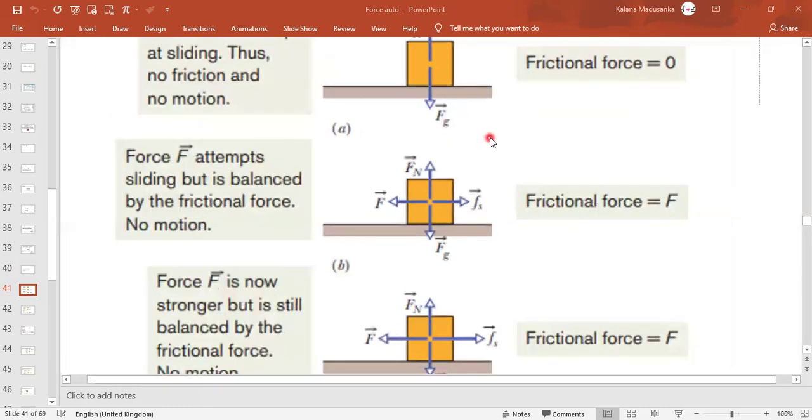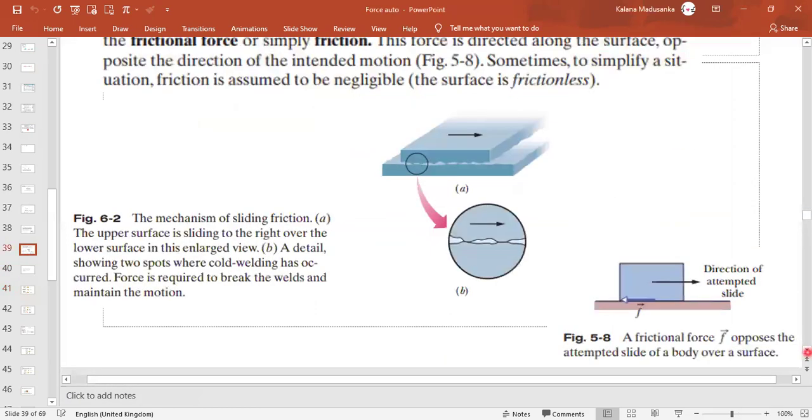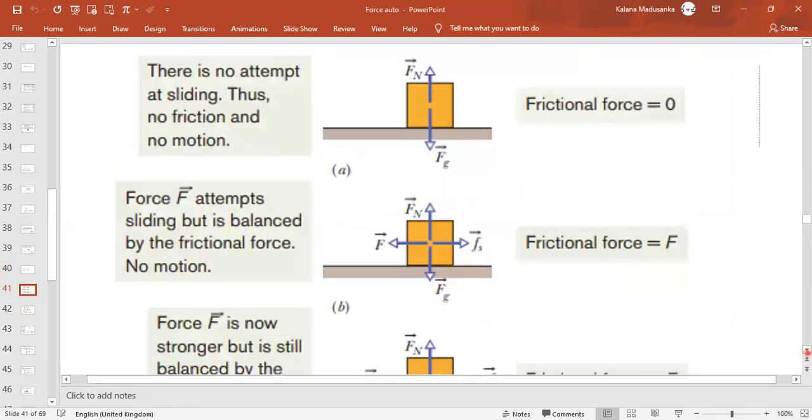Now you can see here, what are these two forces in the first diagram? From the gravity point, this is the weight and this is the reaction force, or you can say normal force, perpendicular force. This is the action and the reaction force, the weight and the reaction force.